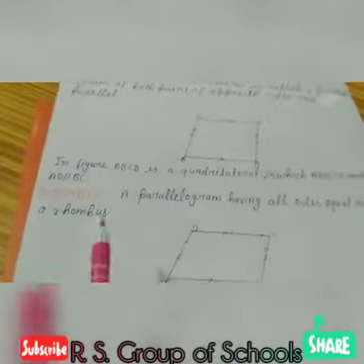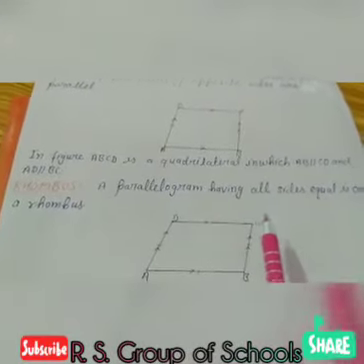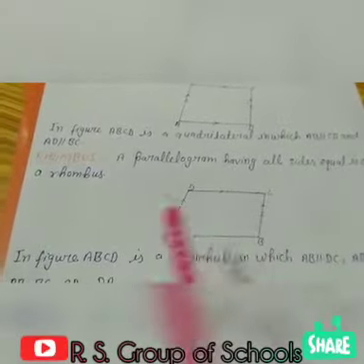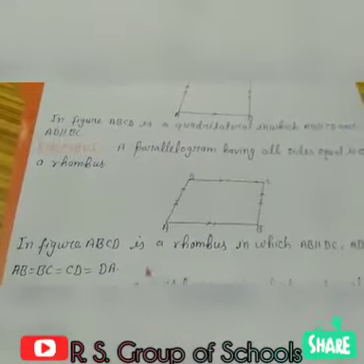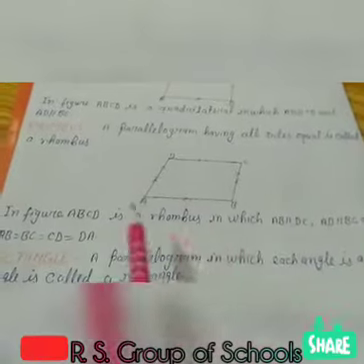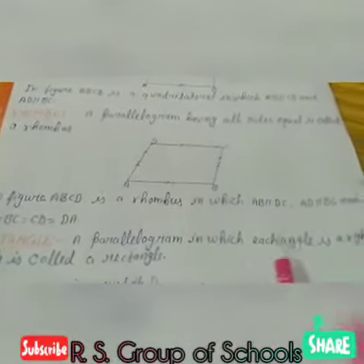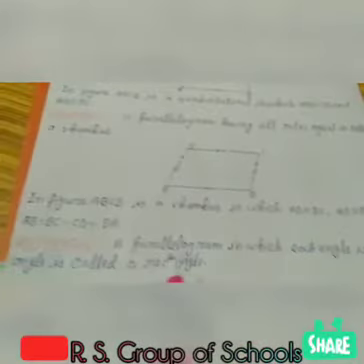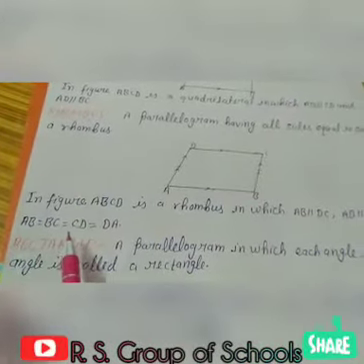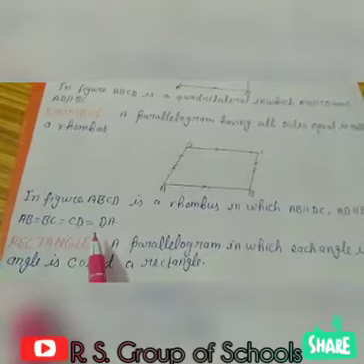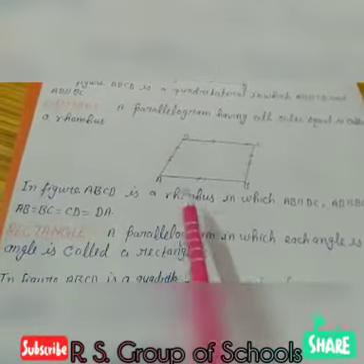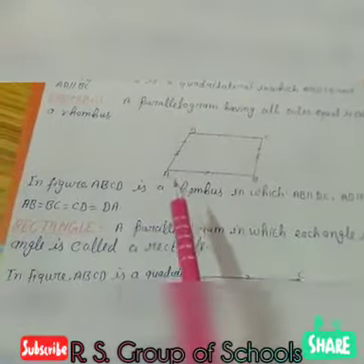Now we discuss the rhombus. A parallelogram having all sides equal is called a rhombus. ABCD is a rhombus. In the figure, ABCD is a rhombus in which AB is parallel to DC and AD is parallel to BC, and AB equals BC, BC equals CD and CD equals DA. We know all the sides of a rhombus are equal.